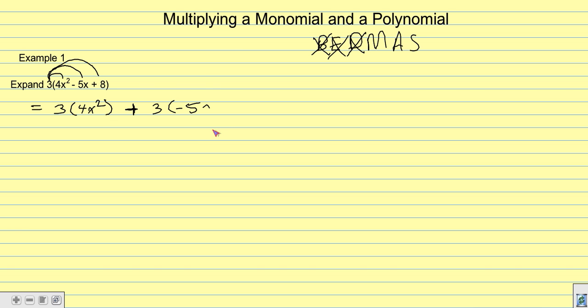So this would all be rewritten as 3 times 4x squared plus 3 times negative 5x, and then plus 3 times positive 8. Okay? And now we can just simplify all these things.